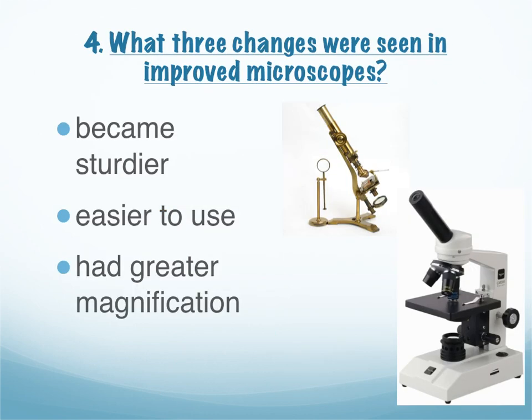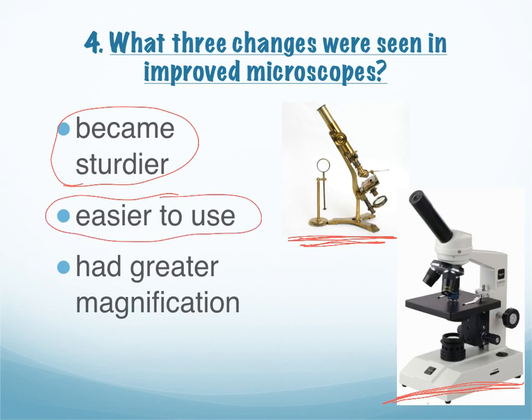So the changes that happened as microscopes improved were they became sturdier. Okay, comparing this more early microscope to the modern type that we'd be using over here, you can see these things just don't look like super sturdy. They're a little bit fragile. This guy is also much more difficult to use, so as microscopes improved, they got easier to use.